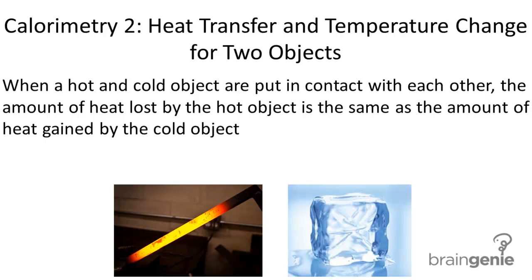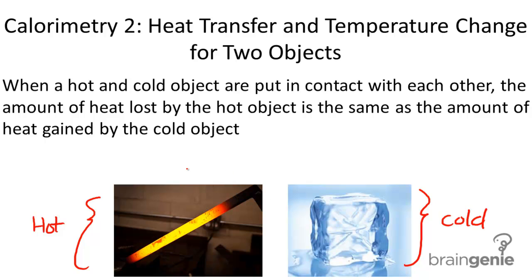When a hot and cold object are put in contact with each other, the amount of heat lost by the hot object is the same as the amount of heat gained by the cold object. So here I have a hot object, and here is the cold object. I have a hot iron and an ice cube.